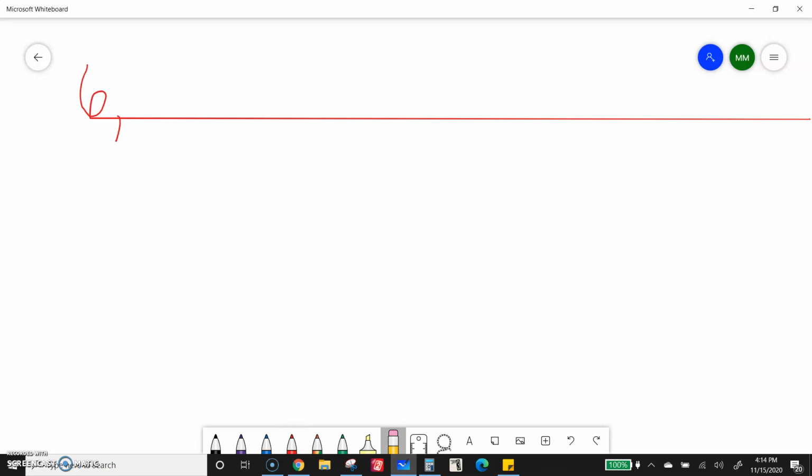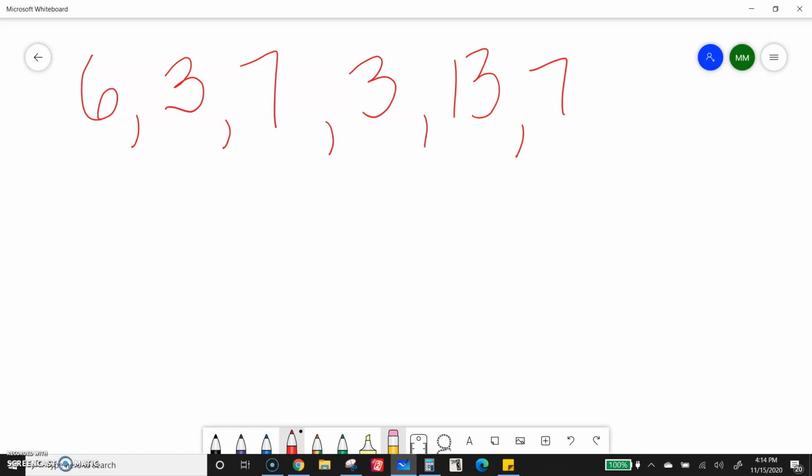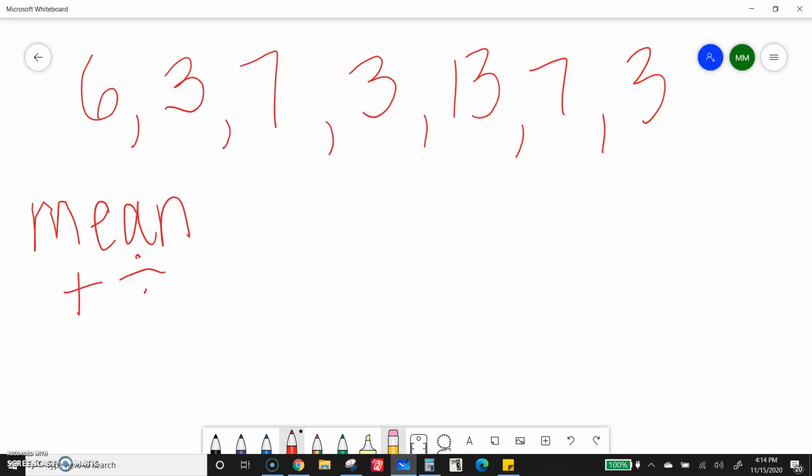Here's my data set. Maybe it's the number of times my dog caught each ball. She loves to chase balls, so she caught one ball 6 times, another one 3 times, then 7, then 3, then 13, 7, and 3. Okay, so those are my data points. Those are all my numbers. So I want to find the mean. You're going to learn a song or listen to a song tomorrow, and it says you add and divide for the mean. So always remember, we add and we divide. We add up all the numbers.